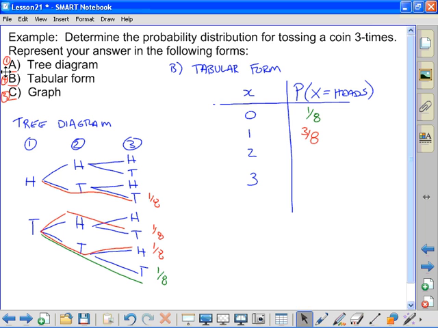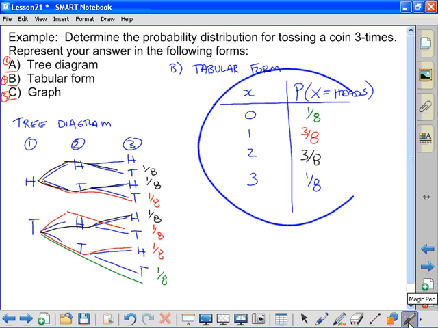How many ways can I get 2 heads? Tail, head, head. That's 1/8. Head, tail, head. That's 1/8. Head, head, tail. That's 1/8. So that would be 3/8. And finally, how many ways can you get all 3 heads? That would be 1/8. So it's the exact same as what we did in Unit 1. The difference is, in Unit 1, we were only interested in how many ways to get 1 head, or how many ways to get 2 heads. Now, we have to show all possible outcomes, and that's what this tabular form is.